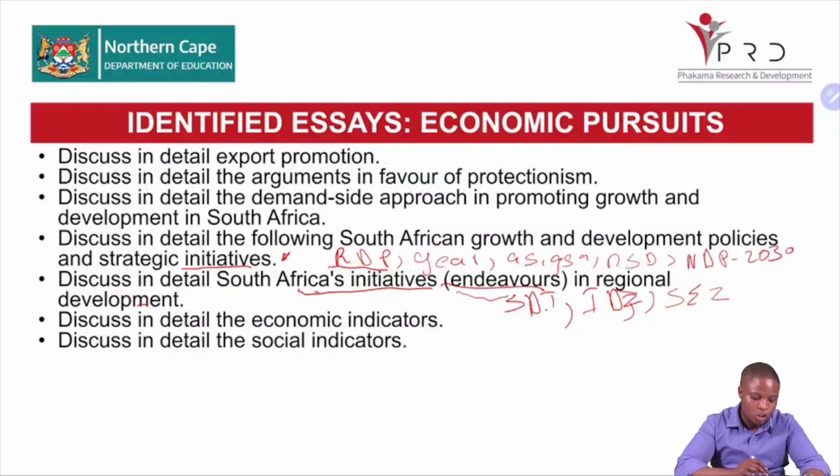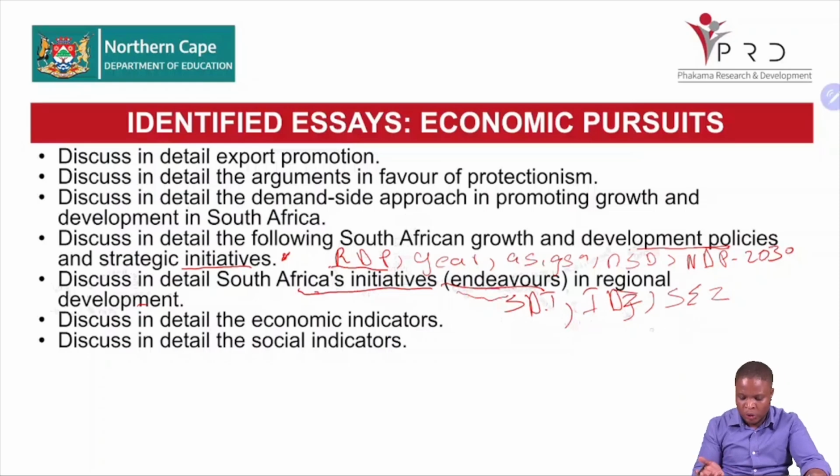So yes, for these two essays, we may confuse the two. You see here I mentioned endeavors, but then we look at what government policies. When you see policies, then we are going to discuss RDP, GIA, GEAR. Do not confuse it like I did. And then this one is where you are discussing the endeavors, your SDI, IDZ, and SEZ.